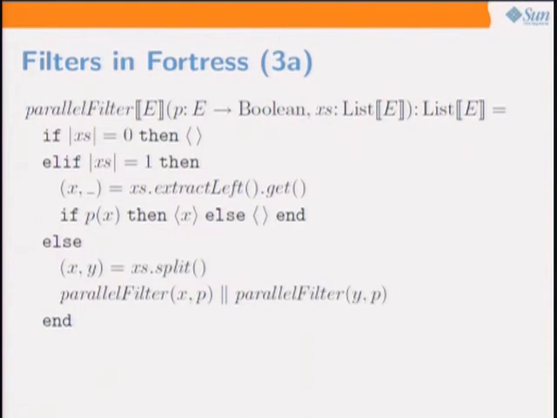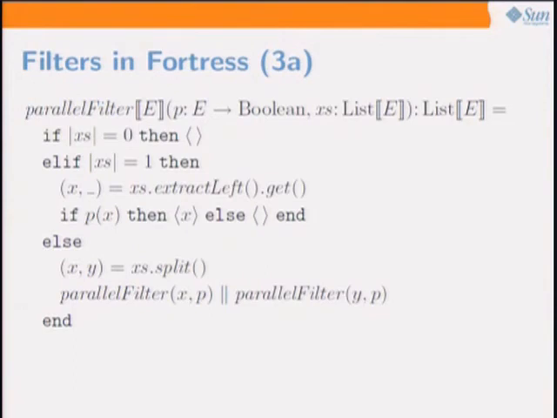Here's a parallel version of it. This time I'm using a different strategy for finding out whether the list is empty. I could have used either in either definition. But here I've chosen to look at the length of a list. The vertical bars are a way of asking for the length of a list. So if the length of xs is 0, then I return the empty list. If the length of xs is 1, then I use extractLeft to find its item x and then use the predicate and construct either a singleton list or an empty list.